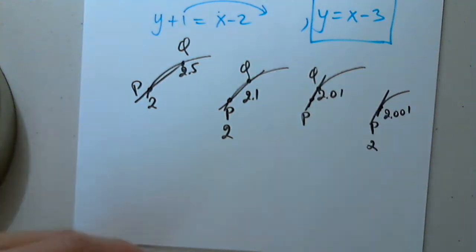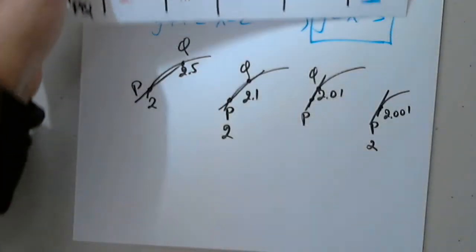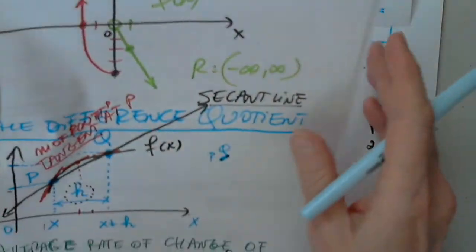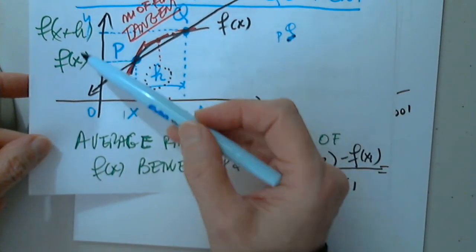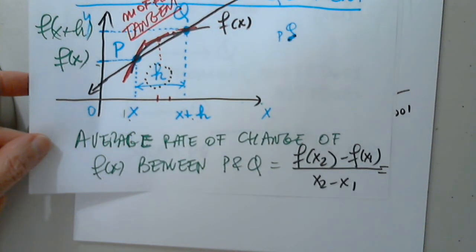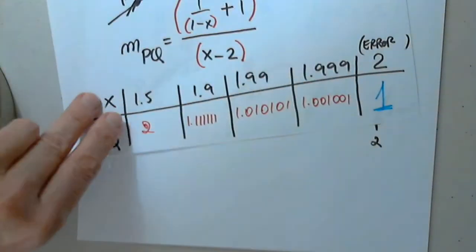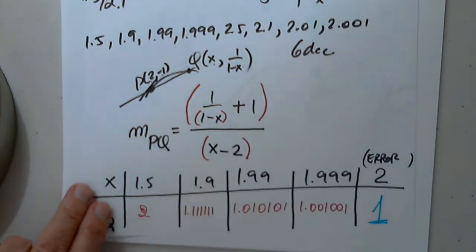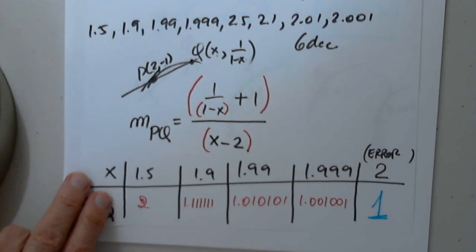So basically, now I would like to come back to this expression. I have a question. How did we come upon that 1 over 1 minus x plus 1 over x minus 2? How did we find that? y2 minus y1 over x2 minus x1. Okay, I see. Thank you.